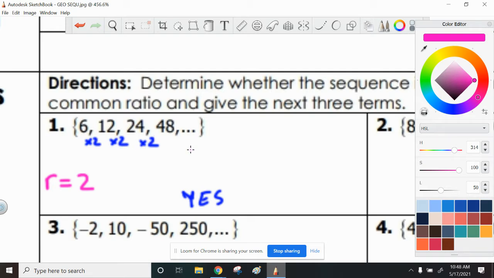And then to give the next 3 terms, we would just continue multiplying by 2, which again, if you have a calculator, is easy. 96, comma, 192, comma, 384.